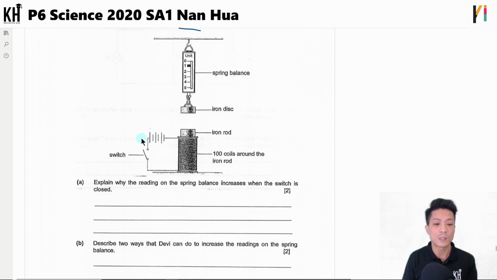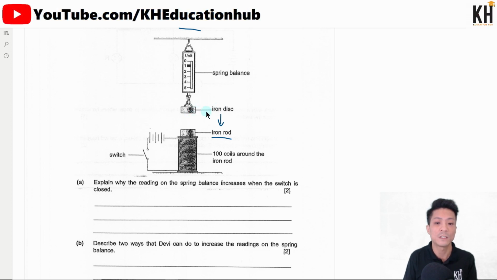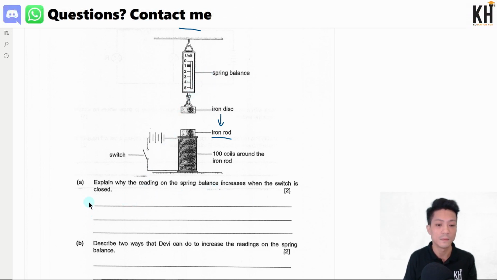So in this case, when the switch is closed, you can see that there is a closed circuit, and basically the iron rod will be magnetized and it will pull the iron disc towards it, exerting a force of attraction on the iron disc, and that will exert a force on the spring balance, and that will cause the reading on the spring balance to increase.